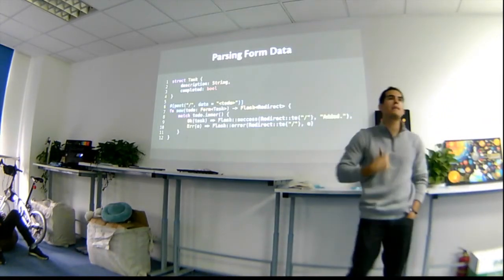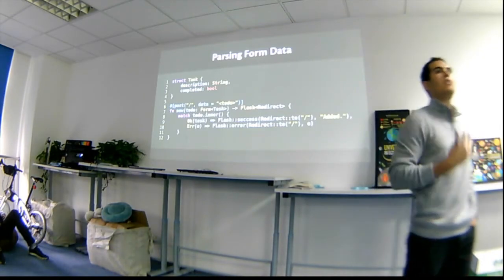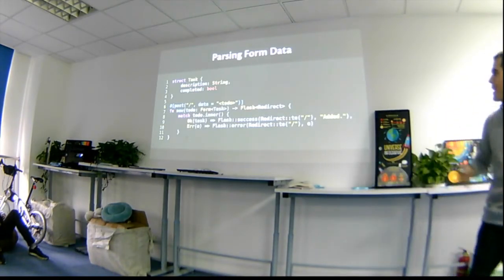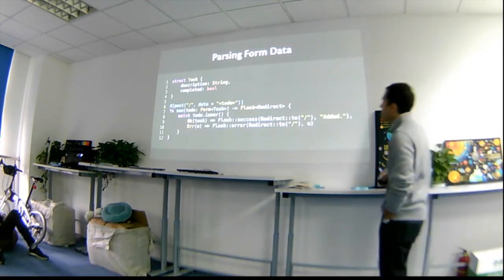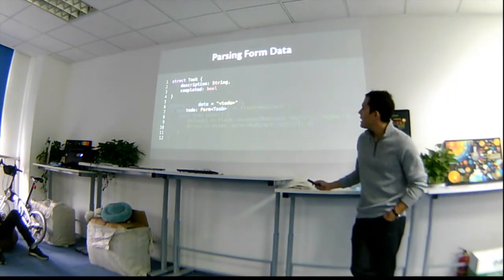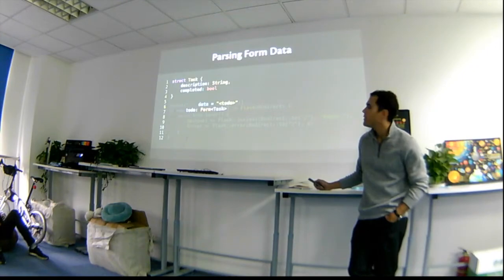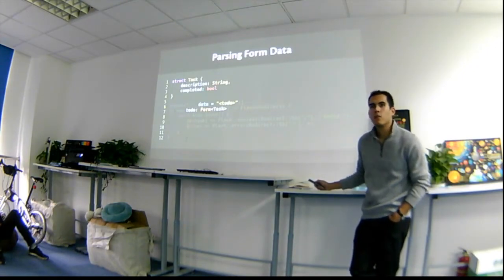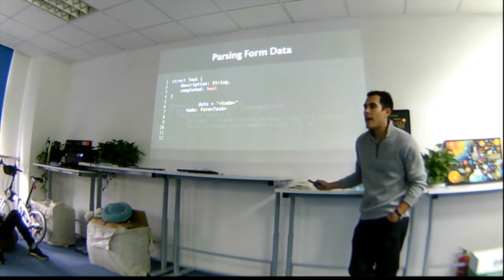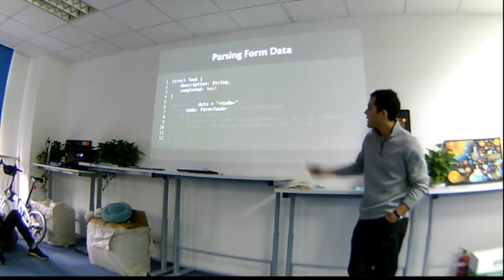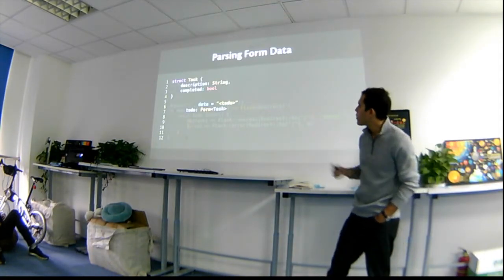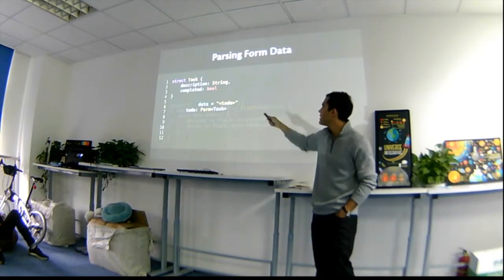The parameter inside of the function that I'm going to assign to the data guard is going to be todo. And that data guard also needs a type, right? So the type of that data guard in this case will be Form of Task. Right? So Form is a generic type, and it has a type parameter, and the parameter we're going to use is Task.